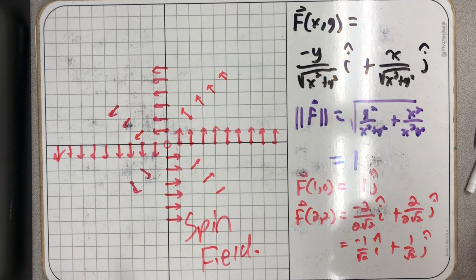And in the last example of a vector field I want to talk about, I actually want to talk about a 3-dimensional vector field. I want to talk about a gravitational field. So Newton's law of gravitation.